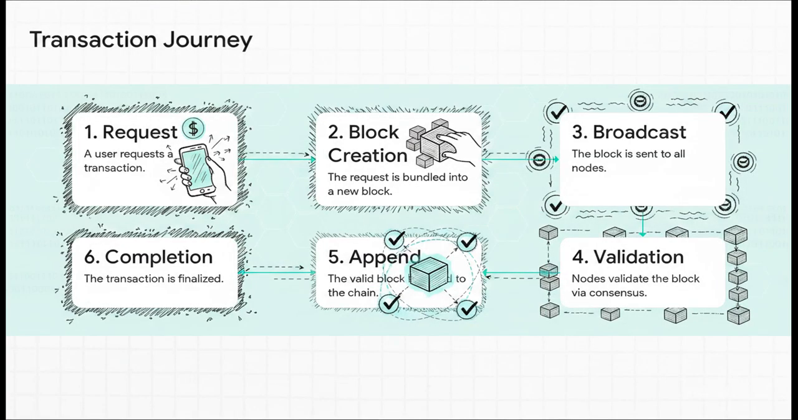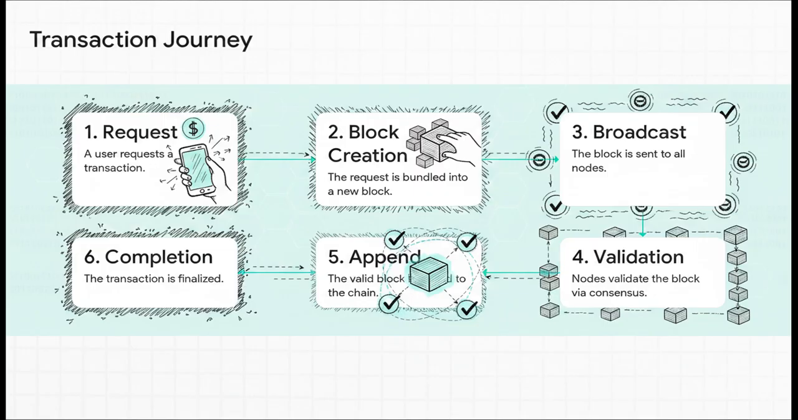Step 1, you initiate a transaction. Let's say you're sending some crypto to a friend. Step 2, your request gets bundled up with a bunch of others into a brand new potential block. Step 3, this new candidate block is then broadcast out to all the nodes across the entire network. Step 4, now the real work begins. The nodes all run their consensus rules to validate the block and make sure everything is legit.